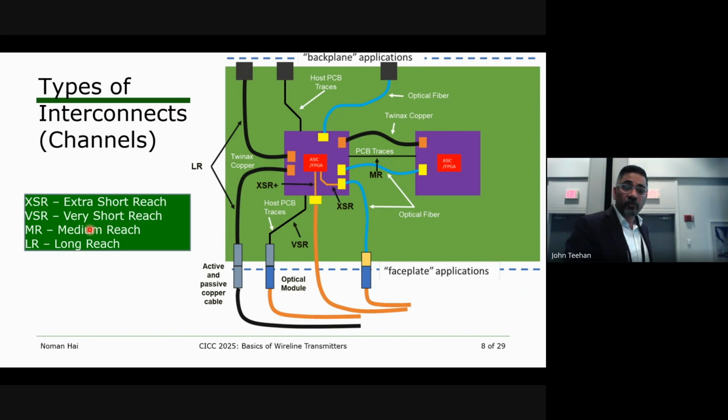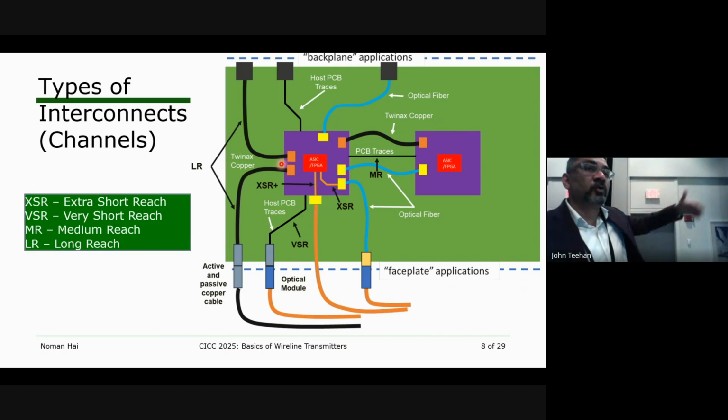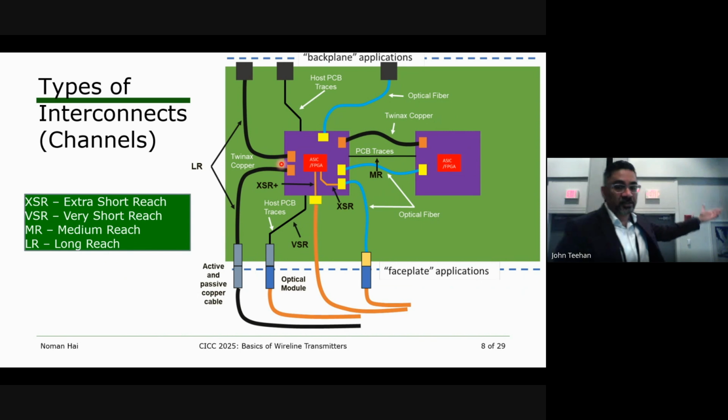So I just used a few words. You may hear a lot about them. It's called XSR, the extra short reach. VSR is usually connected with the optical. When we connect with the optical ones, they use VSR channels. Medium range is usually between one PCB and another one, whereas the long range is from one PCB all the way to maybe another part of the data centers too.